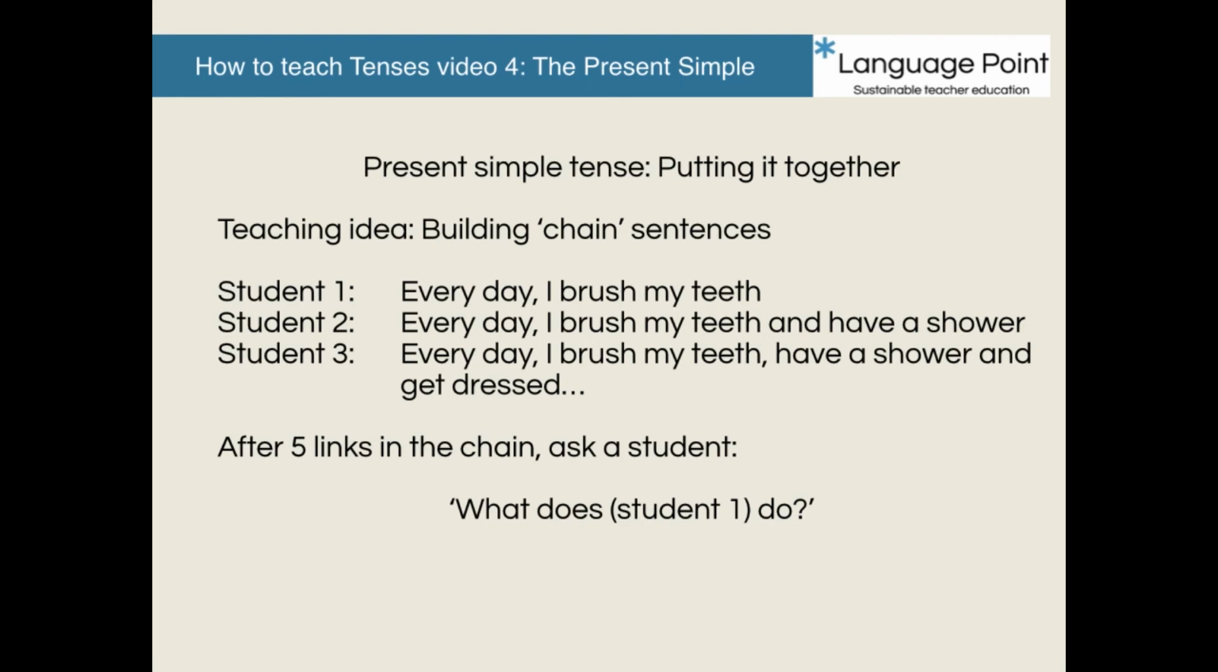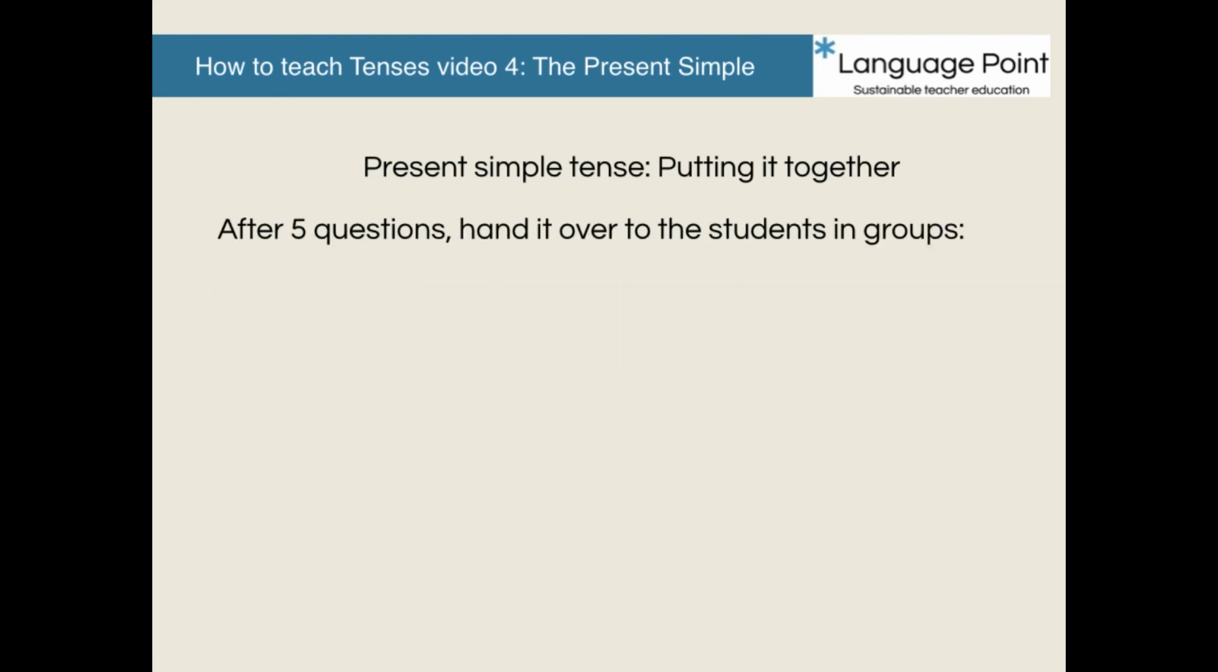So we're moving from the first person, where we need no S, or just the infinitive verb, and then when they're reporting back, it changes to "he brushes his teeth." So you have to transform the sentence to describe what the other student does. So after you do the 5 questions thing and you ask a student to refer back to one of their peers, you can hand it over to the students in groups and get the groups playing their own rounds of building their own chains of sentences.